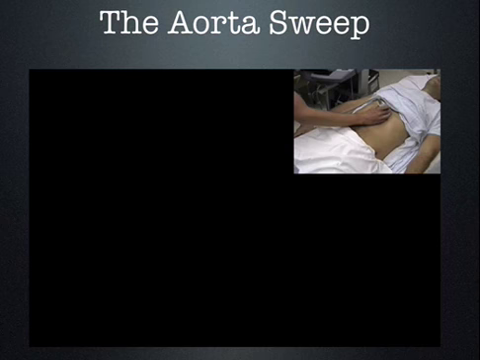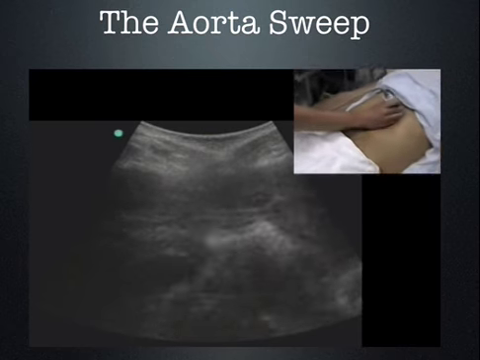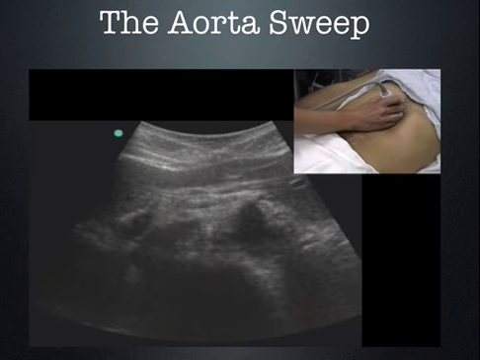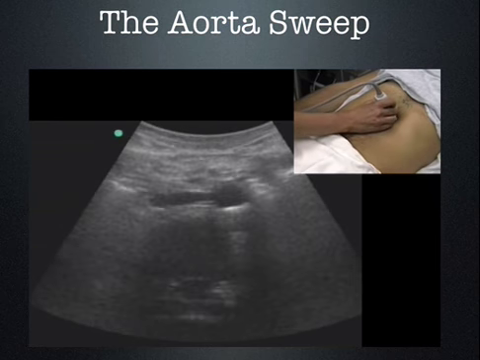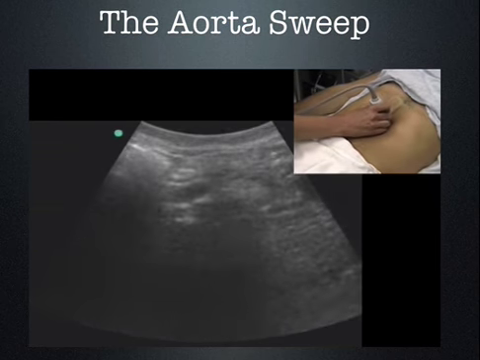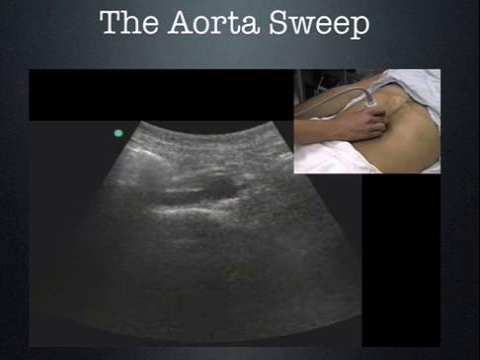How do we do it? We start up high in the epigastrium and identify the aorta. The key landmark here is the spine. This is the spine here, and then I'll point out the aorta, but let's keep following. The aorta becomes more superficial the further we go down, and then at the level of the umbilicus, it bifurcates.